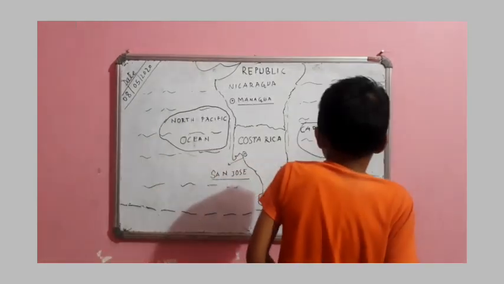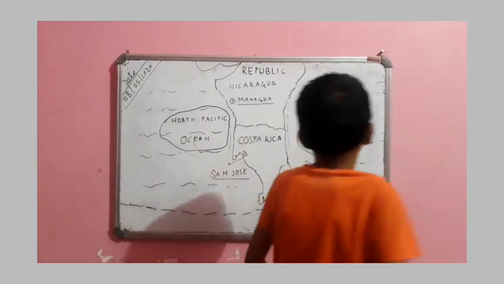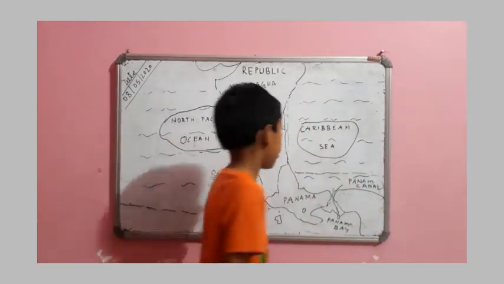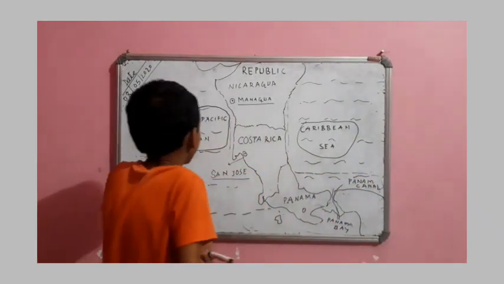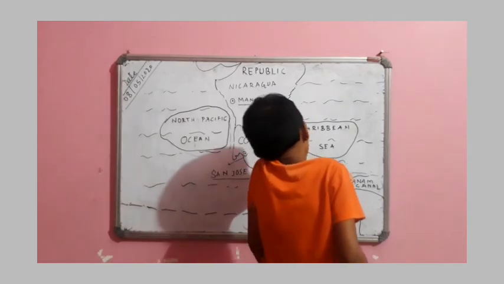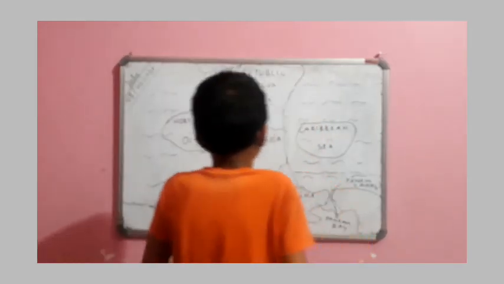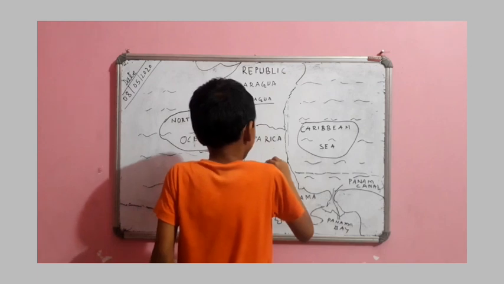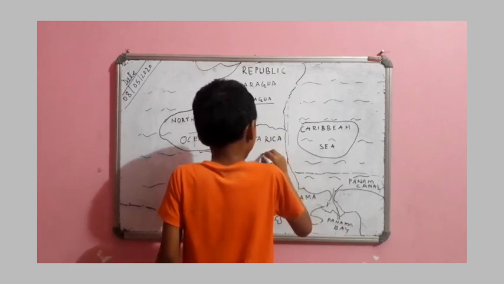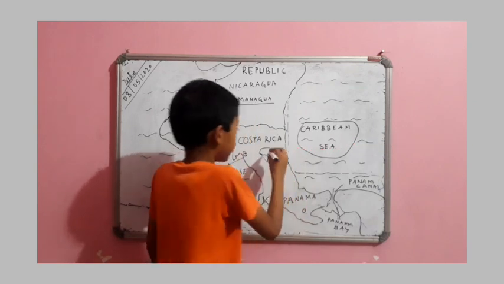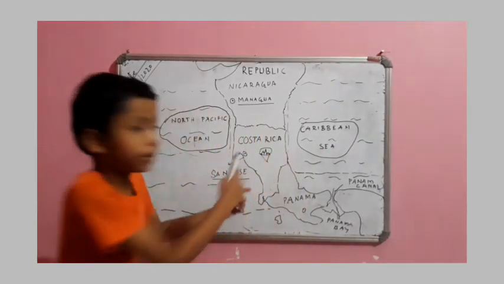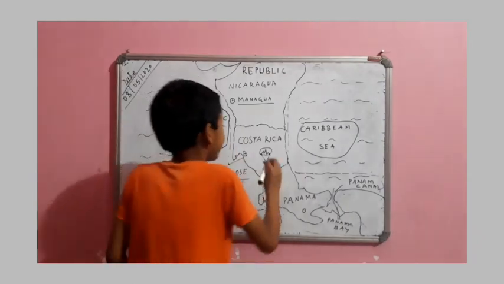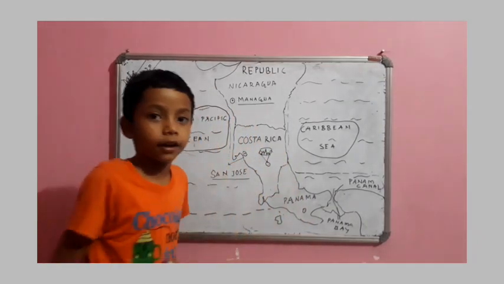Now, okay, Panama is attached to the Caribbean Sea. But now, okay, Costa Rica has many mountains. Right over here you can see this. It is a mountain right here, right here in the center. Look! There are so many mountains in Costa Rica.